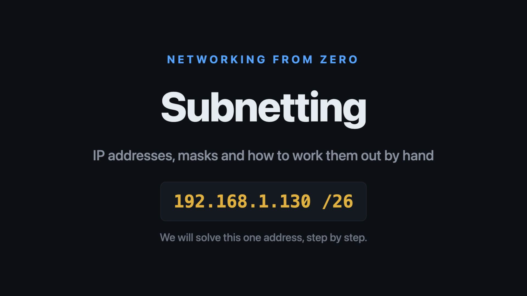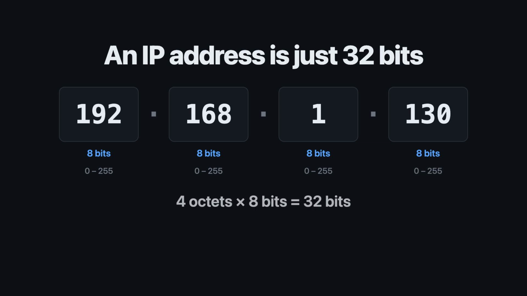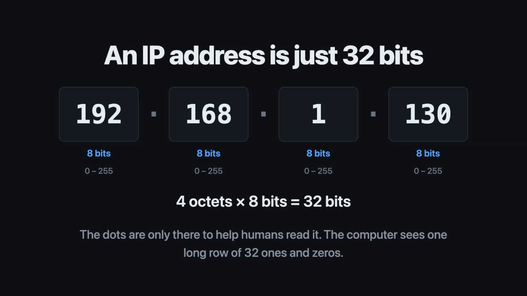192.168.1.130/26. An IP address is 4 numbers separated by dots. Each number is called an octet, and each octet is 8 bits, so it holds a value from 0 to 255. 4 octets times 8 bits each gives 32 bits in total. The dots are only there to help us read it. Your computer just sees one long row of 32 ones and zeros.